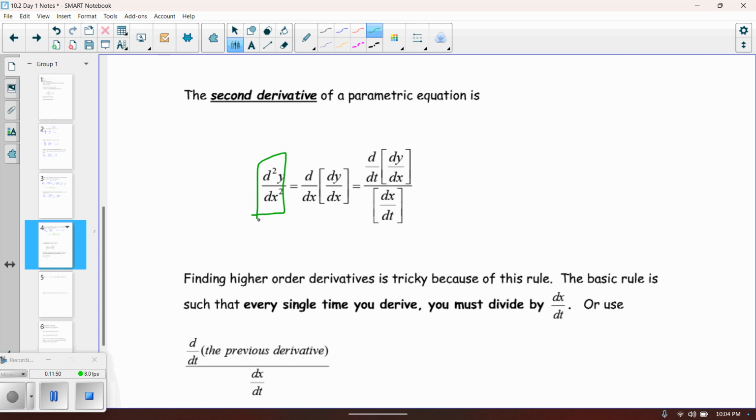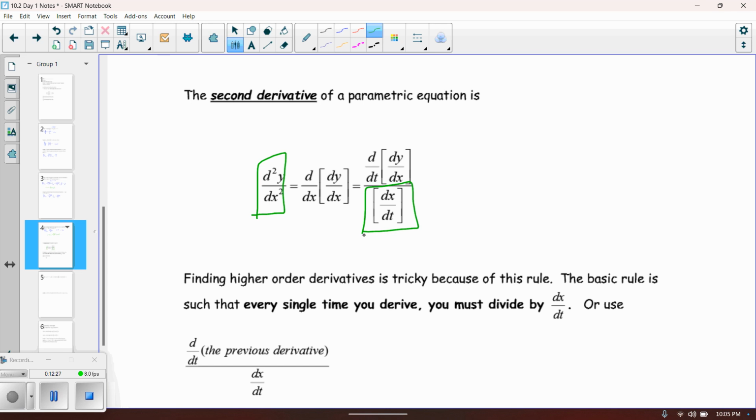But there's an extra piece to this. You have to take the derivative of your first derivative, just like you normally would, but then you have to divide whatever that answer is by another dx over dt. This is different. We don't usually have to do that with rectangular coordinates; you just take the derivative of the first derivative and you're good. Here you have to divide it by another dx over dt.